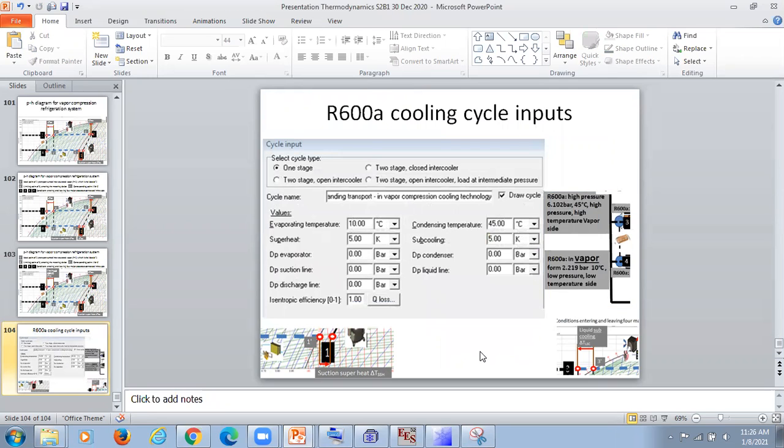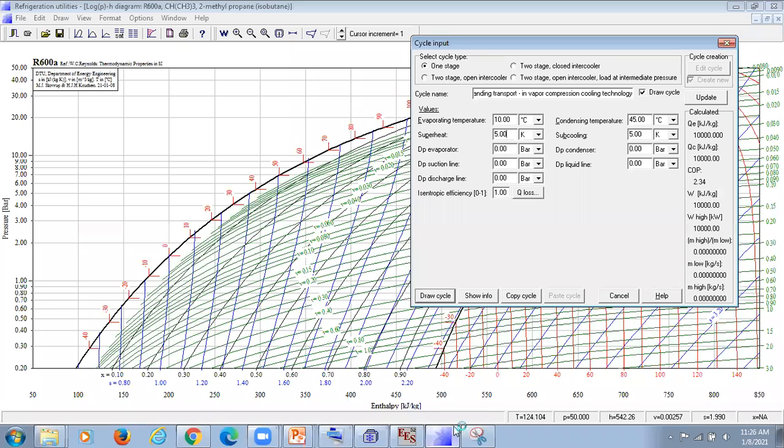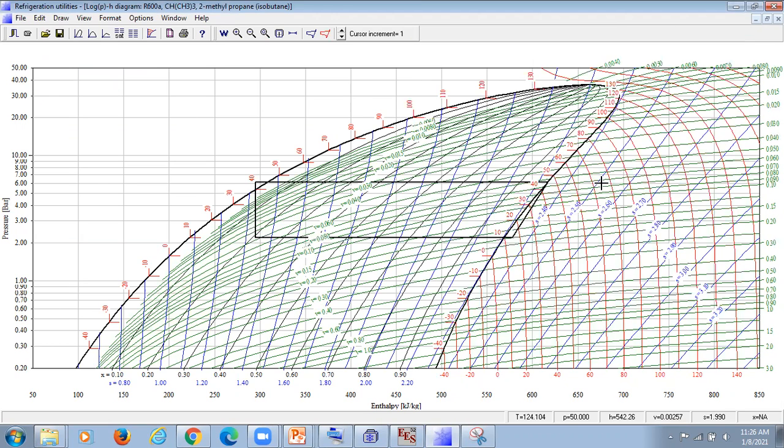Yes. So these are the basic data, and now we have added all here. See, all added. Now I'm going to draw the cycle. See what happens. Can you see this? Okay. Can you see this? So this is the cycle. Okay, this is the cycle.